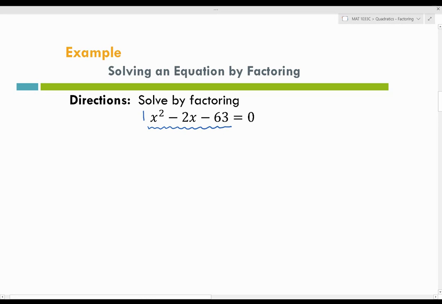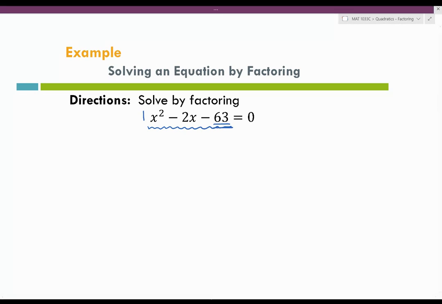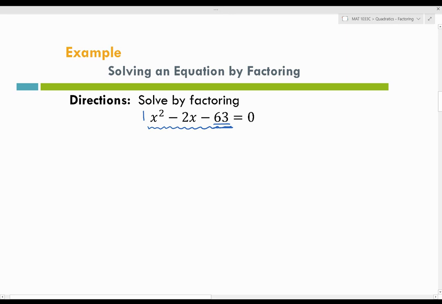So we're going to look at the factors of our constant term. And our constant term this time is 63. So we're looking for 2 numbers that multiply together to give us 63, but that's also going to give us the center coefficient, which is negative 2. So I'm going to list the factors of 63. So that's 1 and 63, 3 and 21, and 7 and 9.